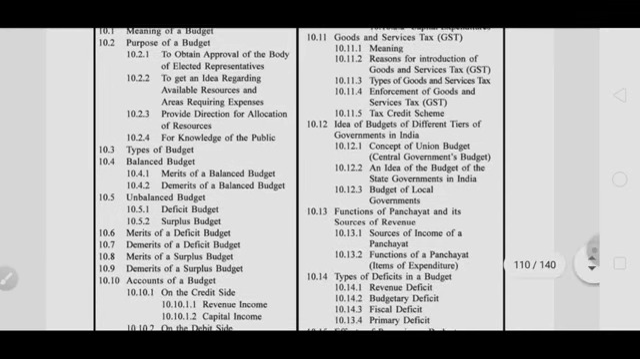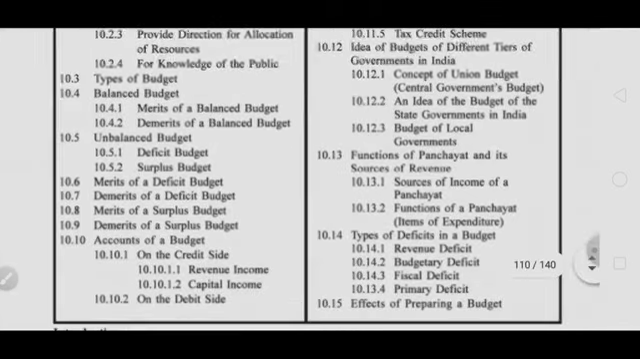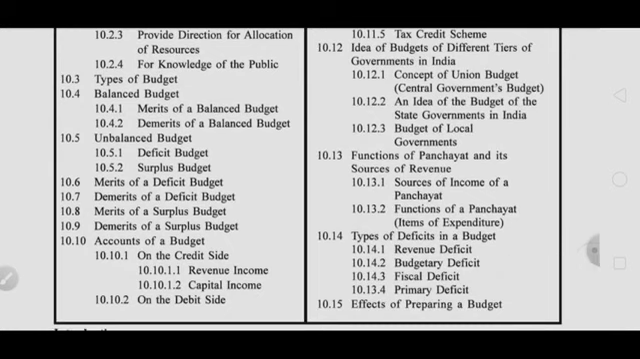Then we will have the types of budget, which is divided into two parts. First one is a balanced budget and the second one is an unbalanced budget. In the unbalanced budget we have two different points, that is, deficit budget and surplus budget. So we are going to discuss everything, that is, the meaning, merits and demerits of this deficit budget and surplus budget.